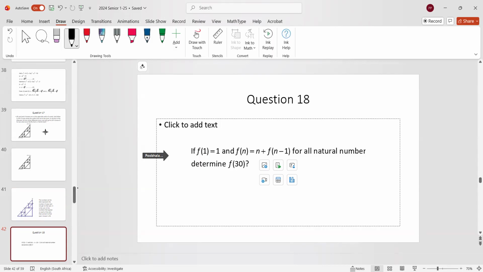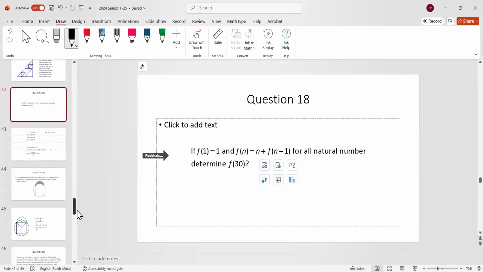Question 18 says f of 1 is equal to 1. F of n is equal to n plus f of n minus 1 for all natural numbers. And you're asked to determine what is f of 30. Okay, so let's have a look at this. This is what you call a functional equation.